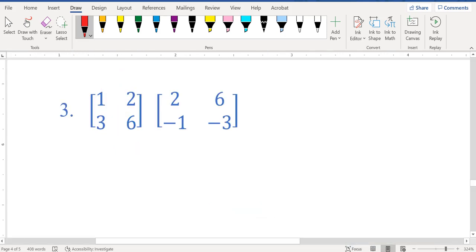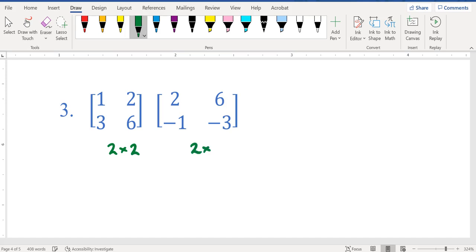Let's go look at number 3. Let's check to make sure we can do it first. This is a 2 by 2, and this is a 2 by 2. Because those two match, I can do the multiplication, and my answer will be a 2 by 2 matrix. Okay, let's go do this one on the calculator.